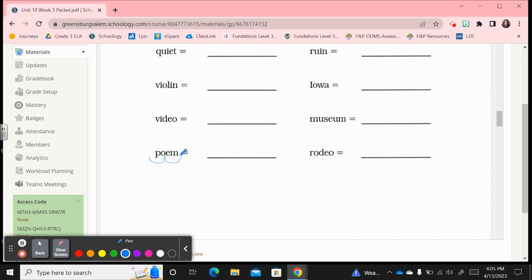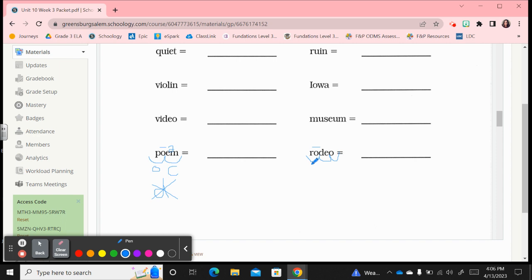Poem. Po, long, open. And this kind of makes a schwa sound, but it's short. Poem. You could just say it's short and put closed as well. The O and the E might look like they're double vowel together, but they're in separate syllables, so that's the D syllable exception.